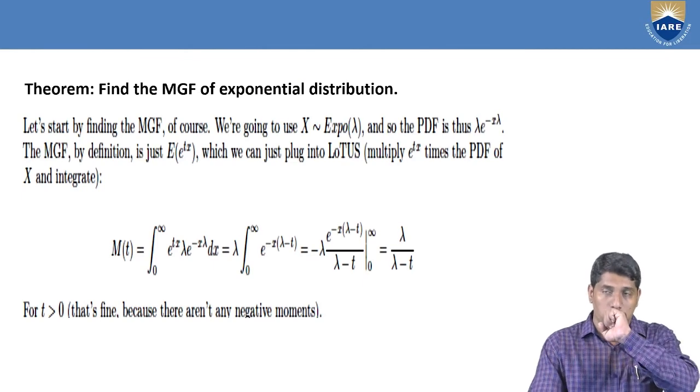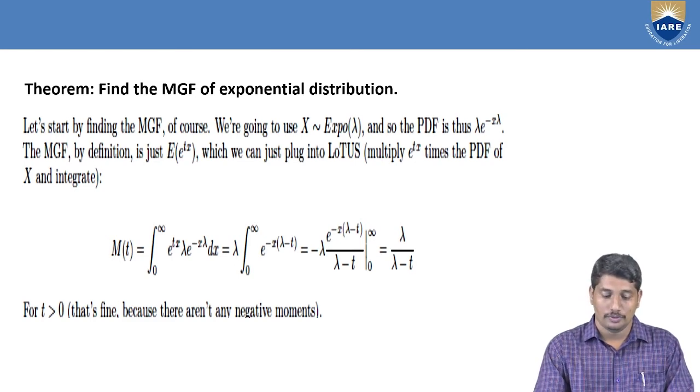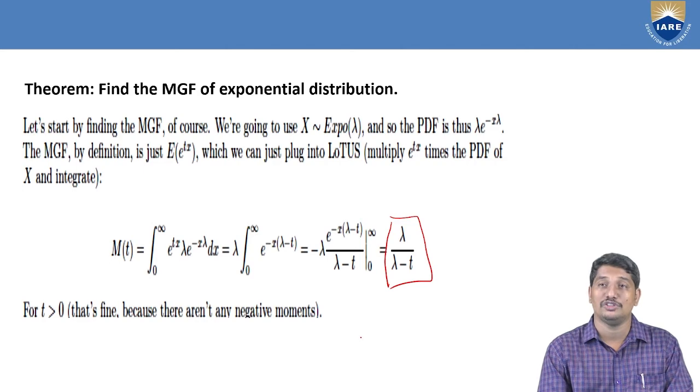Now, our intention is to derive the moment generating function for exponential distribution. Okay, so before going to derive, it is shown in the PPT that the MGF of exponential distribution will be lambda by lambda minus t. Let us see how we are going to derive it.